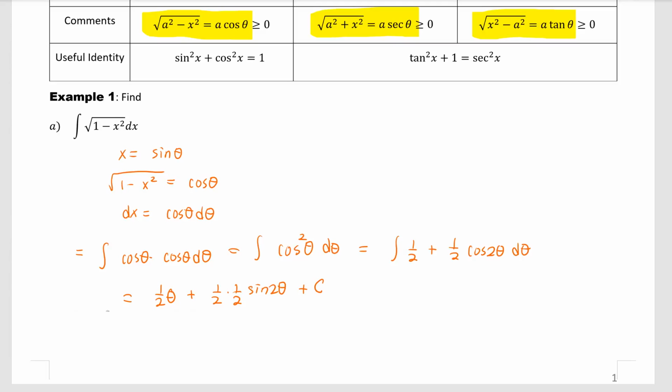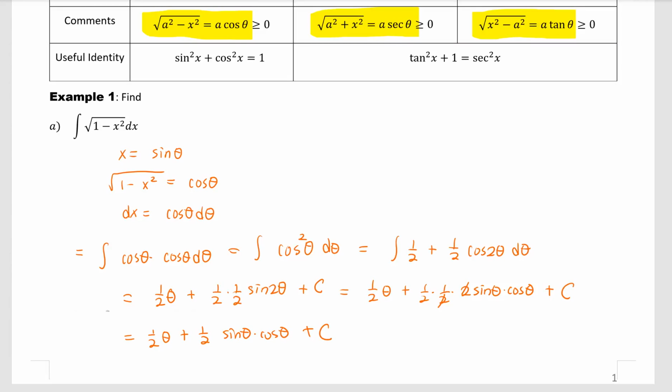Alright, so next we want to change theta back to x, okay? But before we do that, we want to make sure we have the sine and cosine functions in terms of theta instead of 2 theta. So here we're going to use the double angle formula for sine 2 theta. Sine 2 theta is 2 sine theta cosine theta plus c. And they cancel, so 1/2 theta plus 1/2 sine theta cosine theta plus c.